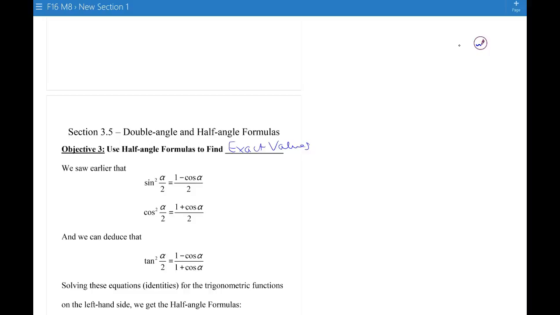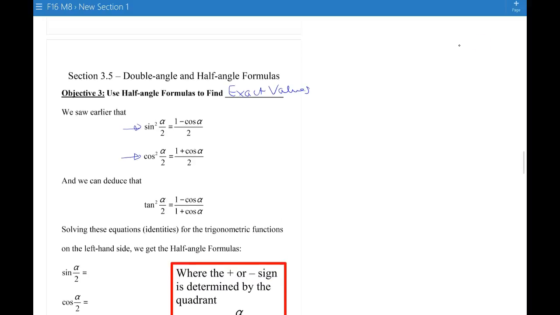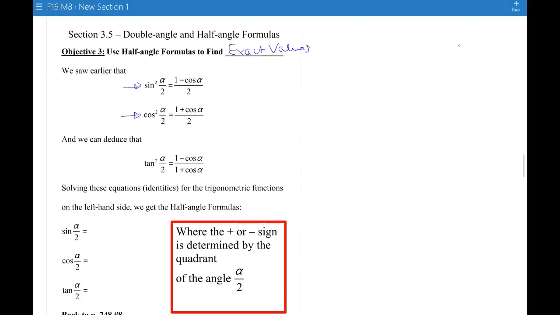So we're going to use those formulas. Sine squared of alpha over 2 is (1 minus cosine alpha) over 2. Cosine squared of alpha over 2 is (1 plus cosine alpha) over 2. And then we figured out what the tangent squared looked like. So if we solve these for the trig functions on the left-hand side, we get the half angle formulas.